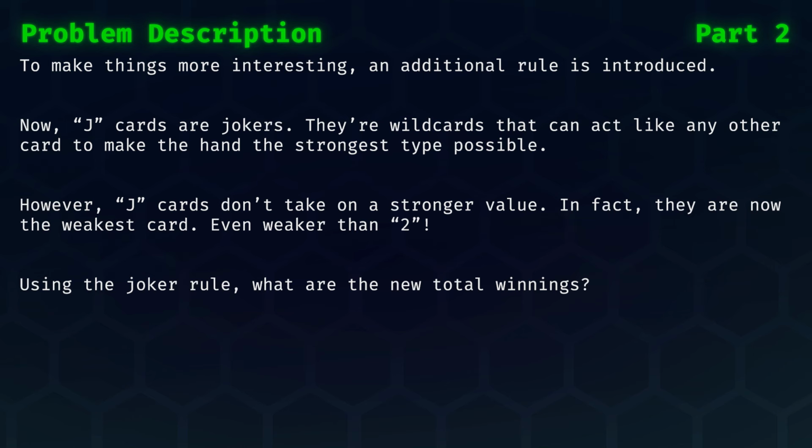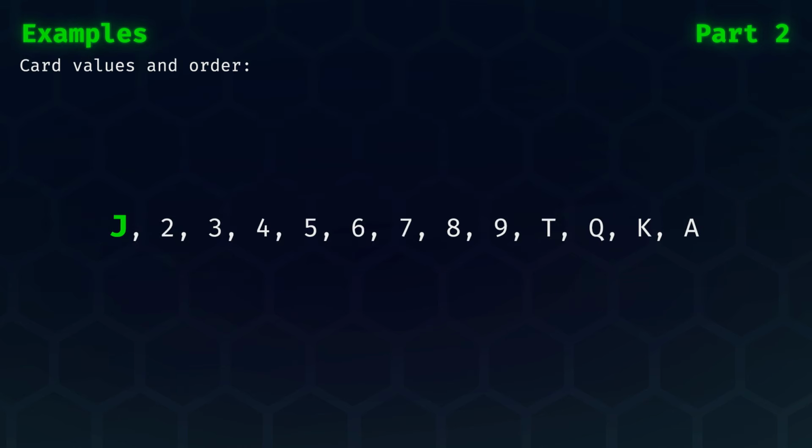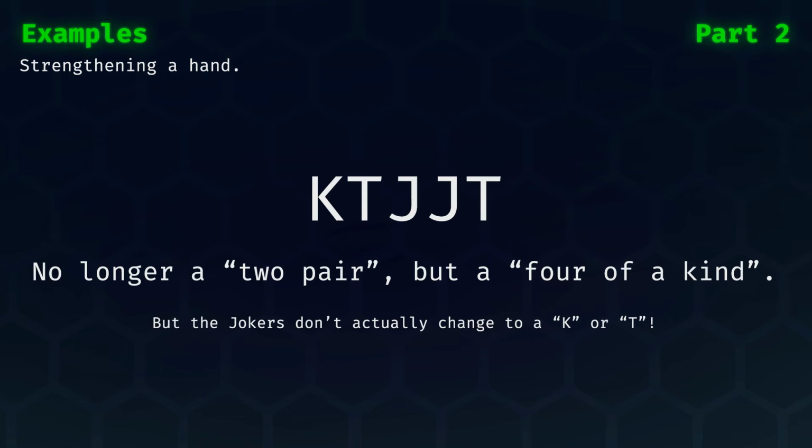Using the joker rule, what are the new total winnings? To make it explicit, this is the new order of the values of the cards. While the joker is the most flexible card, it is also the least valuable card. In this example, we strengthen a hand. We can see that this is no longer a pair of 2 tens and jacks, but it's 2 tens and 2 jokers, which can make a 4 of a kind.